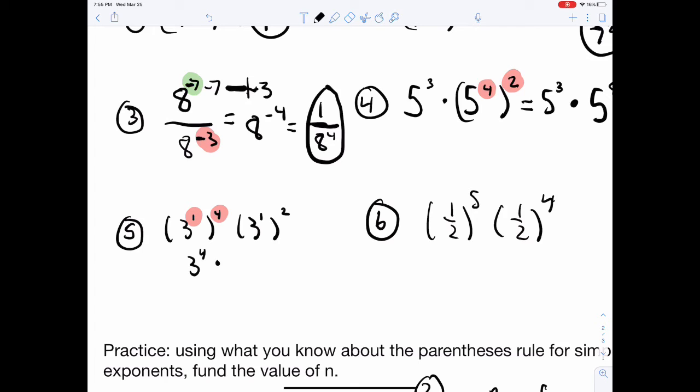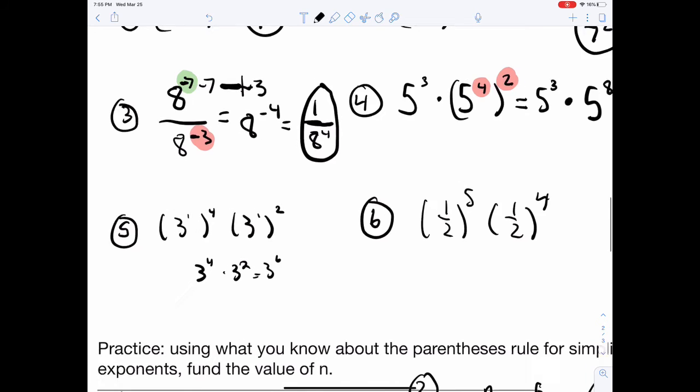If you look back at it, we got 3 to the 4th times 3 squared equals 3 to the 6th. But if you took away the parentheses, couldn't you handle that just the same? So essentially, that didn't change anything. But nonetheless, you can add the 1 there, and that will help you out using the parentheses rule.